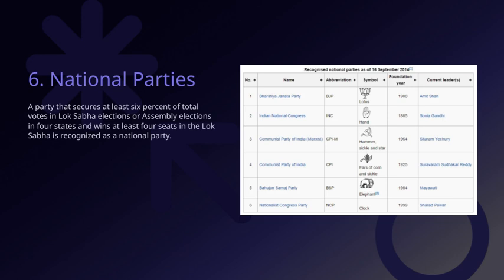Recognizing a party as a national party is important because it allows the party to have a special status, which can include certain privileges and recognition at the national level. This concept ties into the overall theme of political diversity and representation in our country. It shows how the electoral system recognizes and promotes parties that have widespread support and influence across different regions.